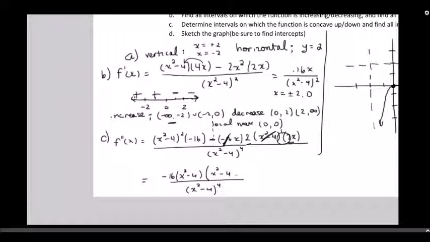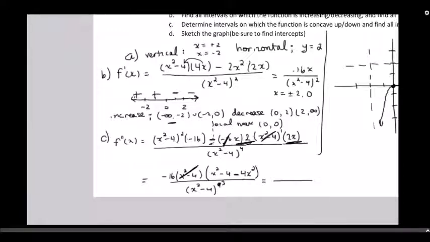This 2x and this 2 and this negative here and this x right here. So let's keep track. Let's try this again. So we've got this 2x, we've got this 2x, and we've got this negative. That's all going to multiply together to be negative 4x squared. Now, this x squared minus 4 can cancel with one of the x squared minus 4's in the denominator.